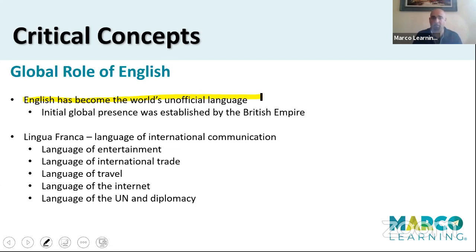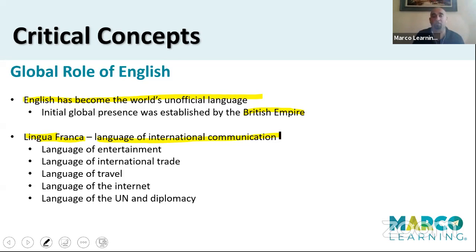Now, the initial global presence of English is pretty simple. The British Empire. The British went around the world and established the biggest colonial empire that anybody's ever seen. The famous phrase is, the sun never set on the British Empire. And the idea that it was so far flung that if it was nighttime in one part of the world, it was daytime in another part of the world, and yet the British had a presence in all of these places, all right? Over time, English has morphed into a lingua franca, a language of international communication.